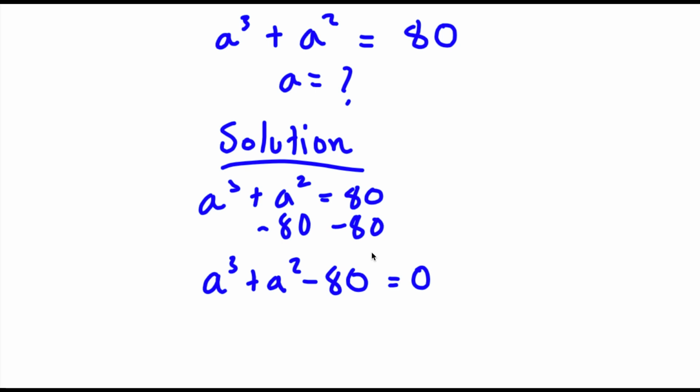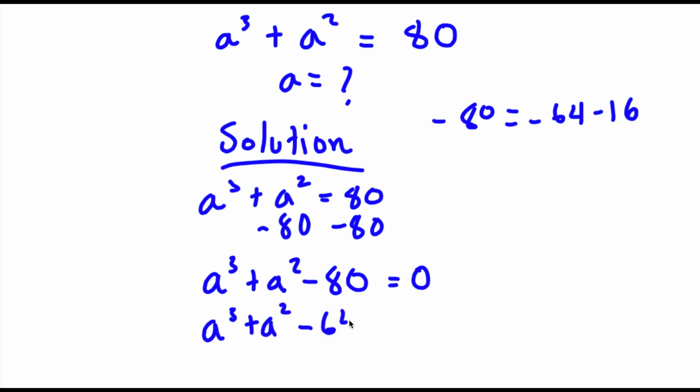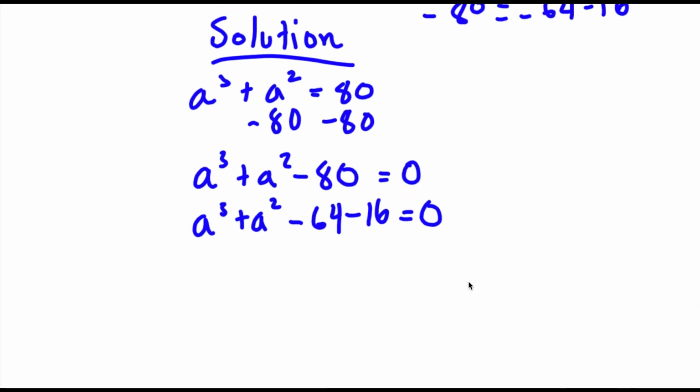Now 80, this is the same thing as negative 64 minus 16. So I'm going to rewrite this as a to the power of 3 plus a squared minus 64 minus 16 is equal to 0. Now I'm going to individually factor these out. So a to the power of 3 and negative 64, I'm going to move these together. So now I have a to the power of 3 minus 64 plus a squared minus 16 is equal to 0.